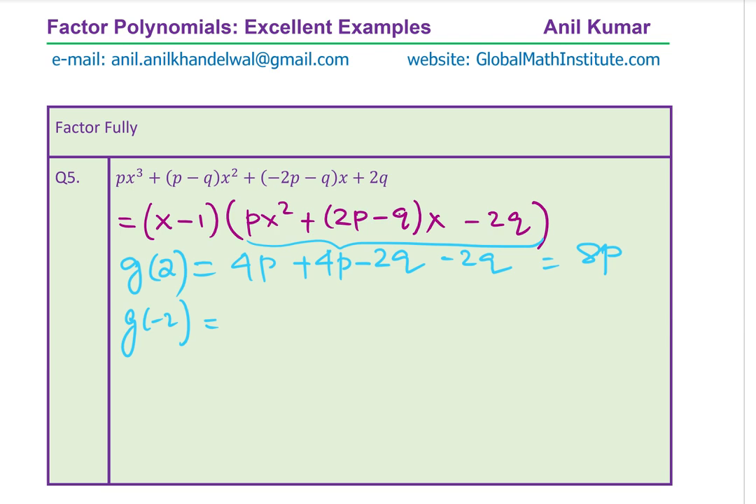So if I substitute minus 2 here, I get 4p minus 2 times 2p, which makes this minus 4p, and minus 2 will make this plus 2q, and we get minus 2q, right? Which is equal to 0. So we do get a 0 here, right? So since we have a 0, that means that x plus 2 is a factor. So we can now divide this by x plus 2.